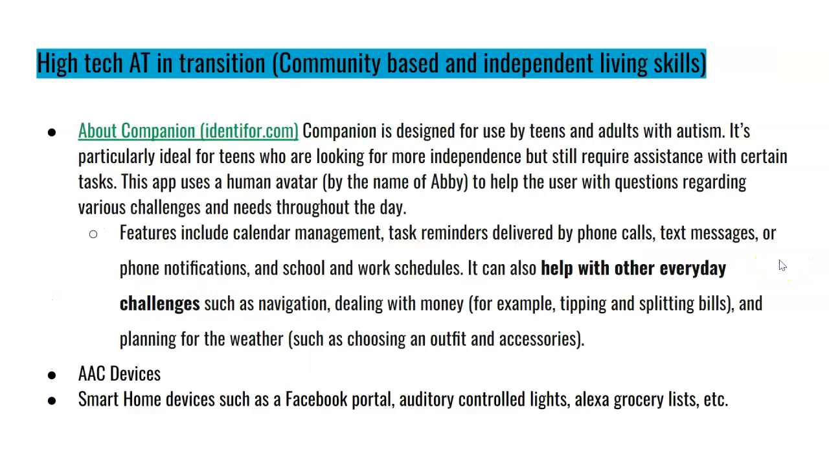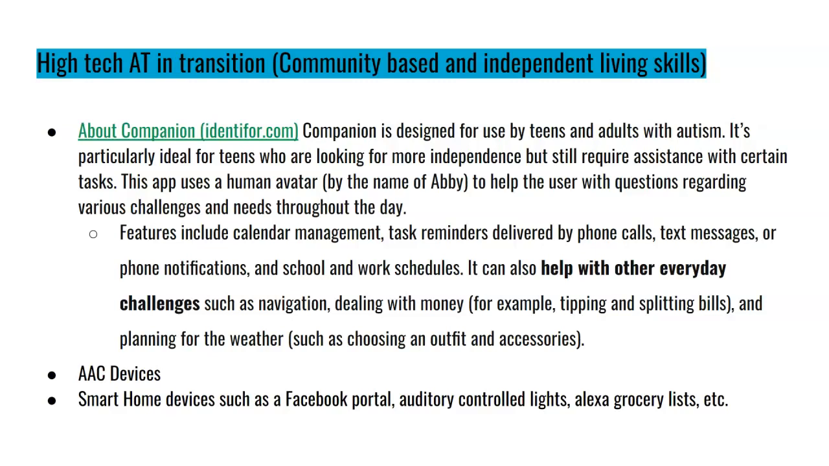Now let's talk about high-tech AT and transition. So I found, along with AAC devices and smart home devices in our world today, like a Facebook Portal, so you can look at somebody while you talk to them, or auditorially controlled lights, an Alexa grocery list or shopping list, etc. I found a great app that is free. It's called the About Companion. It's on identifier.com, or you can find it in the App Store. It's designed for use by teens and adults with autism. It's particularly ideal for teens who are looking for more independence but still require assistance with certain tasks.